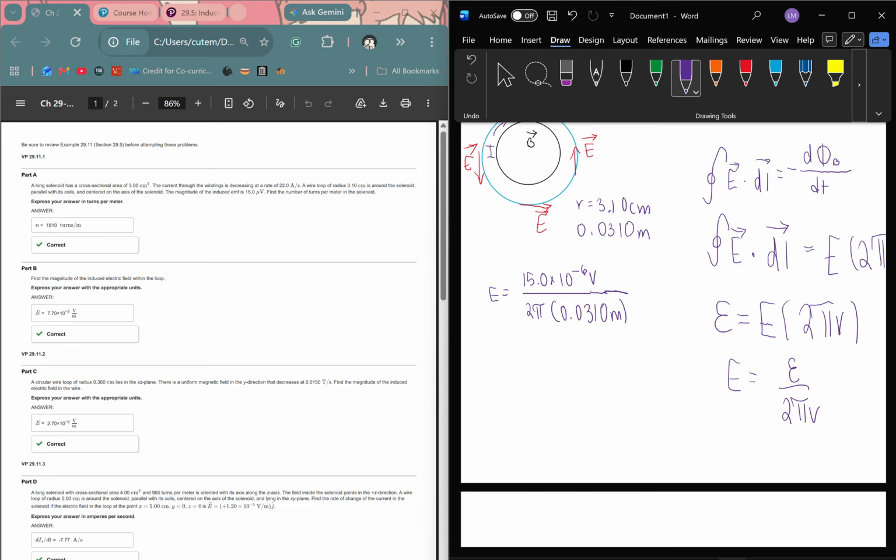Divided by 2 pi times r. I'm going to round it, and it gives me 7.7 times 10 to the power of -5 volts per meter. This is the answer for part B.